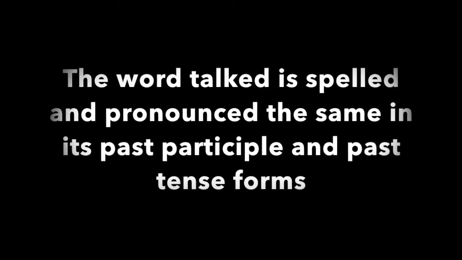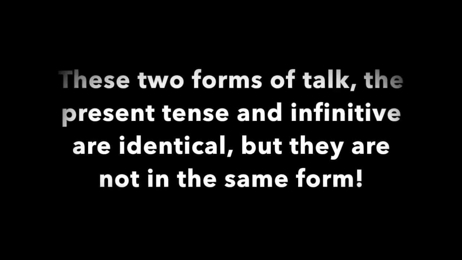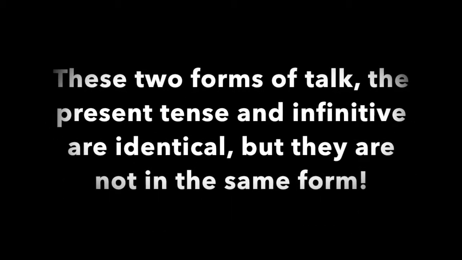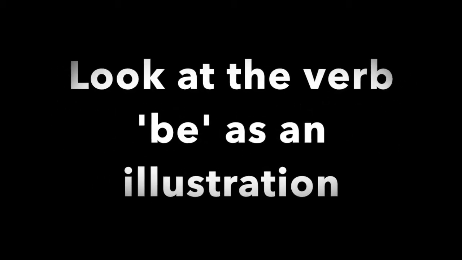Let's take a look at the sentence, I have talked to you about tense. Now let's compare that to, I talked to you about tense. The word talked is spelled and pronounced the same in its past participle and past tense form. That's called a homonym. What about these sentences? I talk a lot about tense, and I will talk some more about tense. These two forms of talk, the present tense and the infinitive, are identical, but they are not in the same form. Look at the verb be as an illustration.